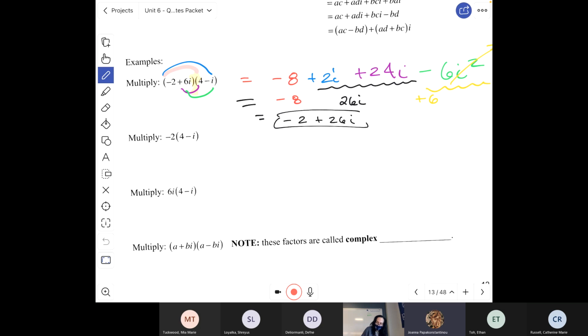Okay, let's try the next one. Let's distribute, right? Because this is just distribution. If I distribute, what am I going to get? Is there anything else I can do to that? No, it's in standard form. I'm done. Okay, let's distribute here. What am I going to get?